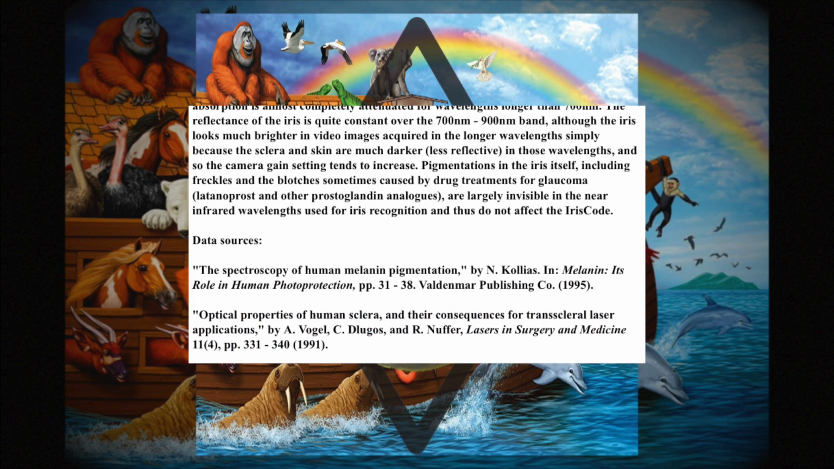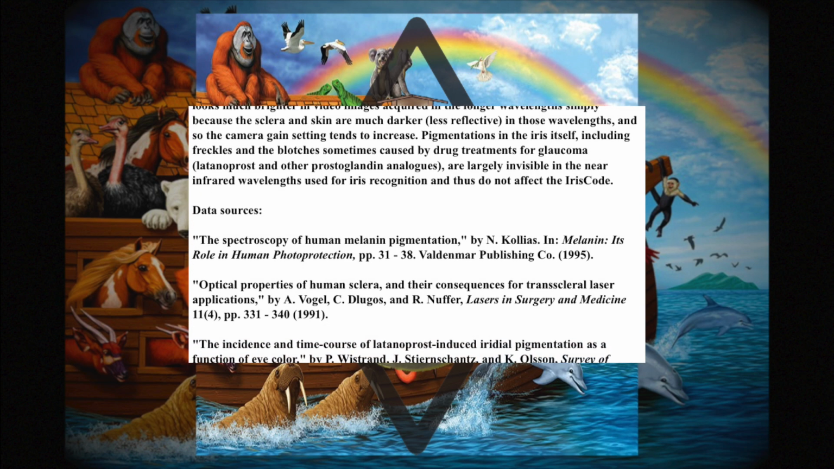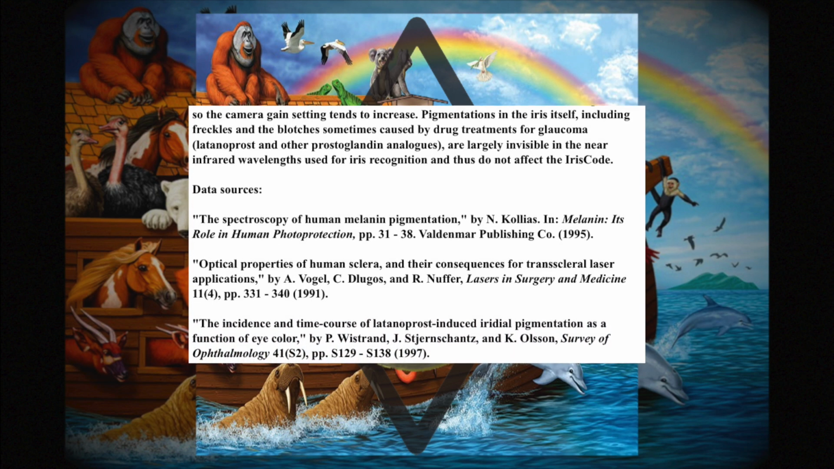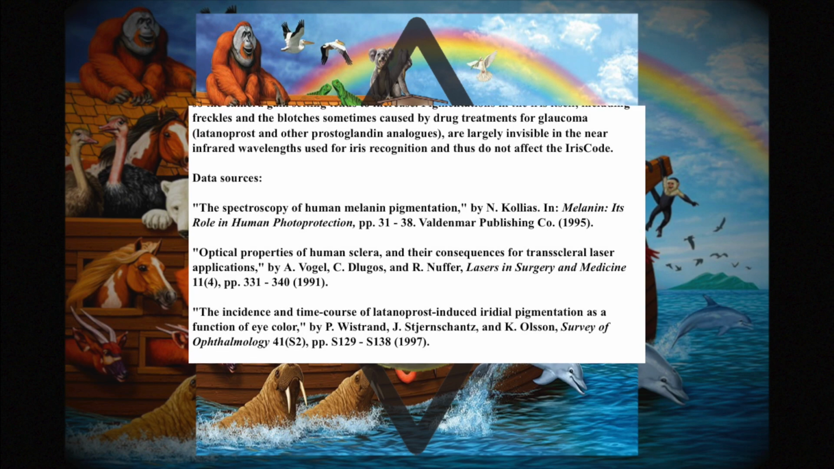Pigmentations in the iris itself, including freckles and blotches sometimes caused by drug treatments for glaucoma, latanoprost and other prostaglandin analogs, are largely invisible in the near-infrared wavelengths used for iris recognition and thus do not affect the iris code.